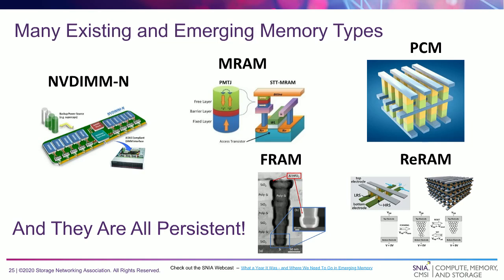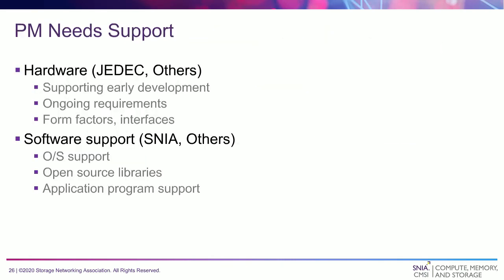But the key thing that SNIA wants to do is not only advance these technologies, but also advance the use of the technologies in a very common way. And that's really where a lot of the persistent memory support has been the focus from SNIA. So that would involve defining the hardware standards, like I said, JEDEC standards such as NVDIMM. We want to be able to support that early development.